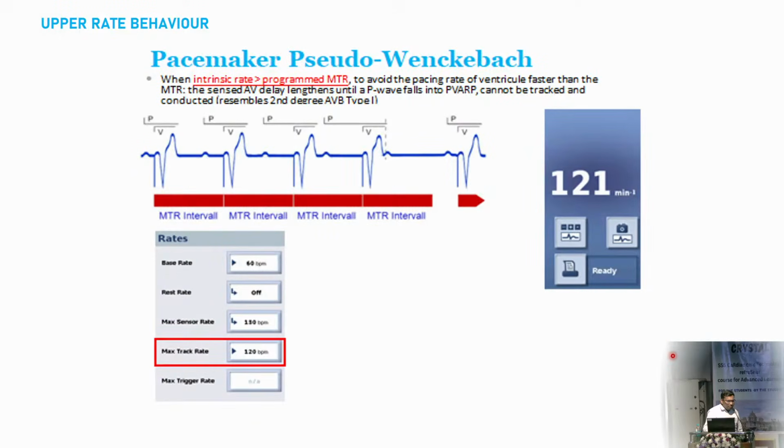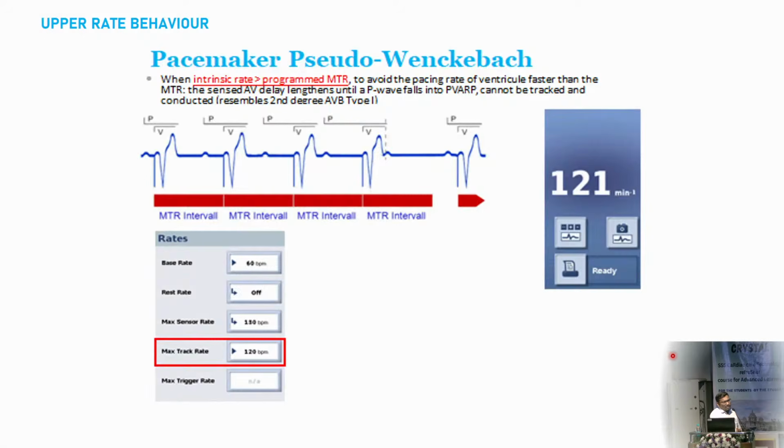We call it pacemaker pseudo Wenckebach. Of course, you have seen Wenckebach; I know Madhu sir has explained how Wenckebach occurs in second degree AV block. Similarly here, you can see the PR is progressively prolonged because of the pacemaker tracking. It can track based on your programmed fixed AV delay, and it can maintain AV synchrony up to the maximum track rate.